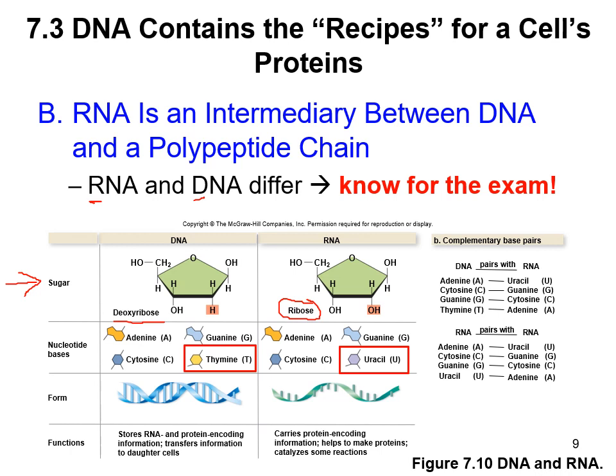Another difference is that RNA, when it comes to the bases, will have a U instead of a T. The adenine, the guanine, and the cytosine will always be present regardless of what molecule you're looking at. But thymine, the T, is exclusive to DNA, and uracil, the U, is exclusive to RNA.